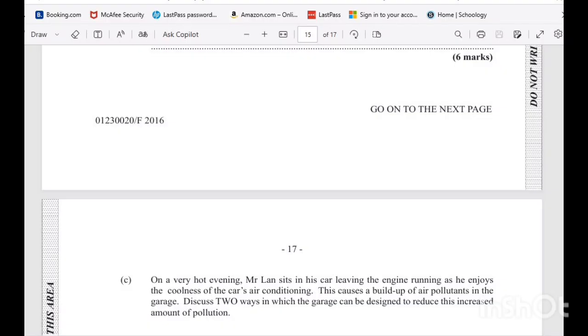Part C, On a very hot evening, Mr. Lan sits in his car, leaving the engine running as he enjoys the coolness of the car's air conditioning.